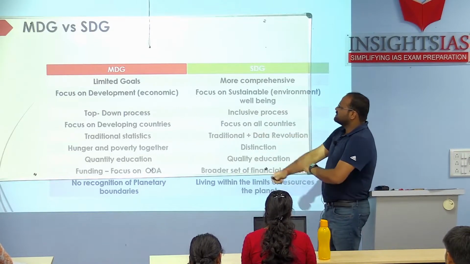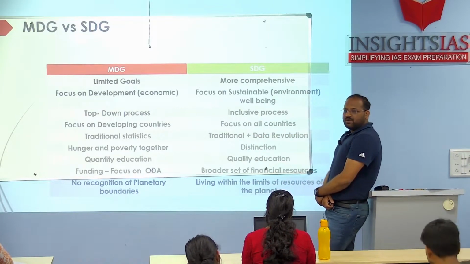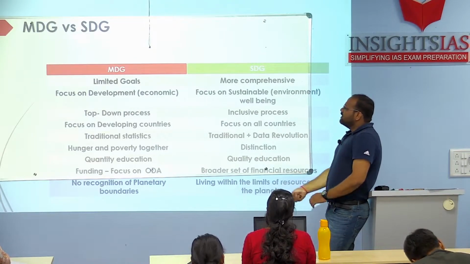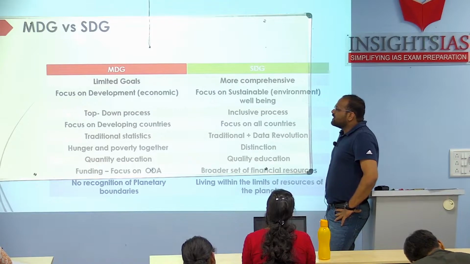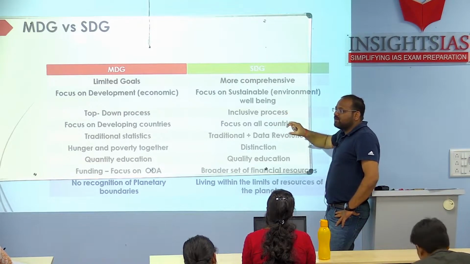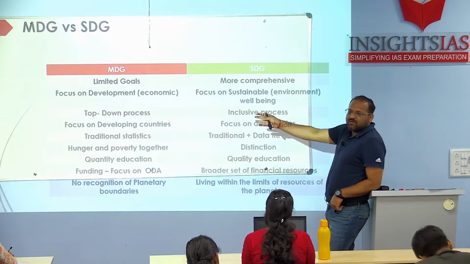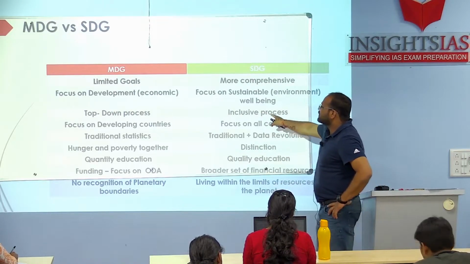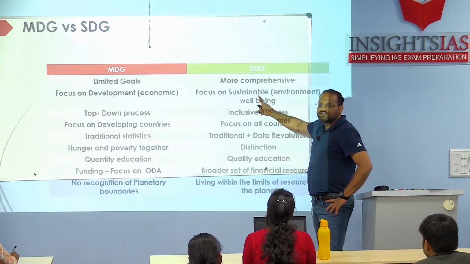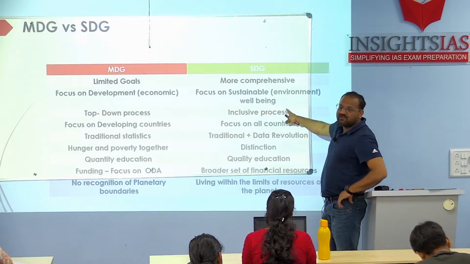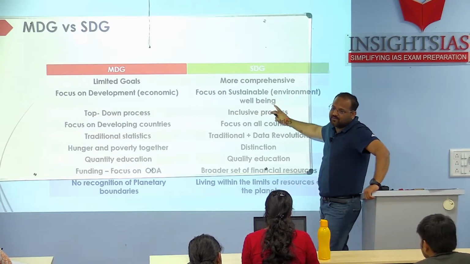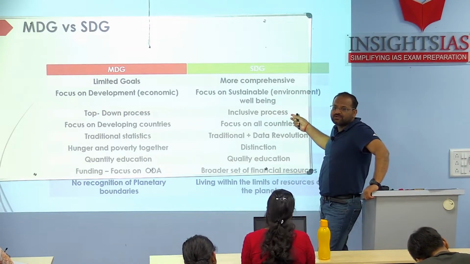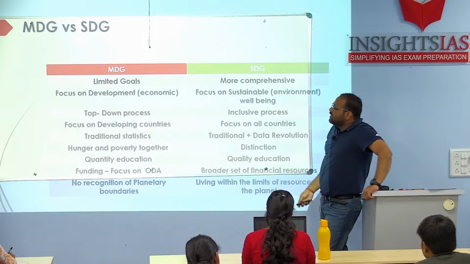First MDG, make 2 columns. MDG was having limited goals. SDG is having more comprehensive goals. MDG focus was on development and more economic development. Of course, there was poverty and hunger, but economic development was targeted more. But here we are focusing on sustainable development and environmental well-being. In general, sustainable well-being. MDG was a top-down process. SDG is an inclusive or bottom-up process.